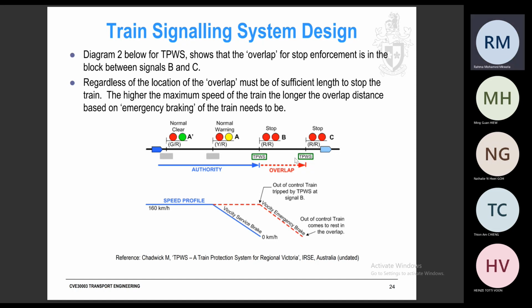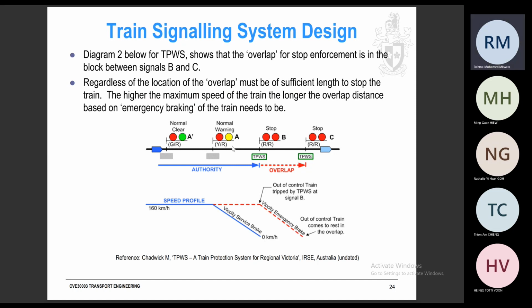So the TPWS, the braking system, is to ensure that the trains are actually stopped externally or automatically. If you look at this figure, we have this train going at a speed of 160 kilometers per hour. In a normal case, if the train passes by this point, it should slow down and come to brake here, stop at this point.